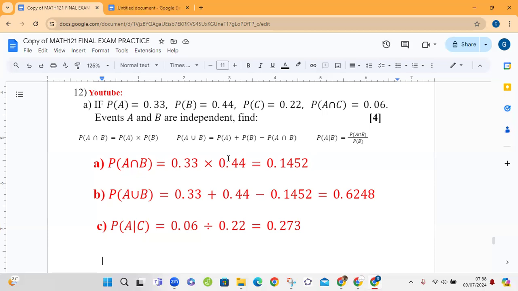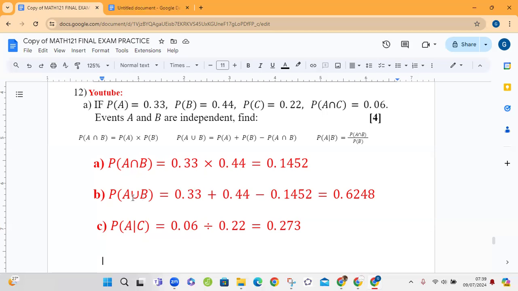So part A, we need to calculate what is P of A intersect B, or P of A and B. Because for this symbol, you can say intersect, you can say and. So as you can clearly see, A and B are independent, so you can simply multiply their probability values. That would be 0.33 times 0.44, P of A times P of B, to give us a value of 0.1452.